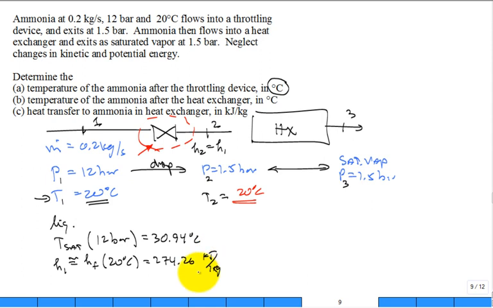Now, how does that help us determine the temperature at 2? Well, H2 we now know, 274.26 kilojoules per kilogram, first law. These two properties are both intensive, independent. Hence, in theory, I can get any other property. I'm interested in the property temperature at state 2. So how am I going to get the temperature at state 2 knowing pressure and enthalpy?